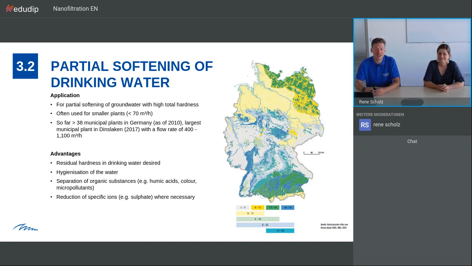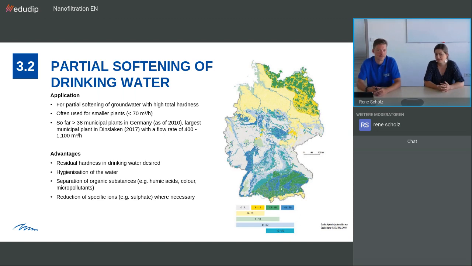So the advantage of partial softening of the drinking water is, of course, that the residual hardness is desired. We don't want a complete hardness removal in normal drinking water because it tastes different, and you get corrosion in the piping and everywhere. So we want some residual hardness remaining in the drinking water. And we have a big advantage, that's hygienization compared to other filtration methods. And we have the separation of organic substances like humic acids, colors, and micropollutants. And also the reduction of specific ions, so sulfate, if it is necessary for the customer.